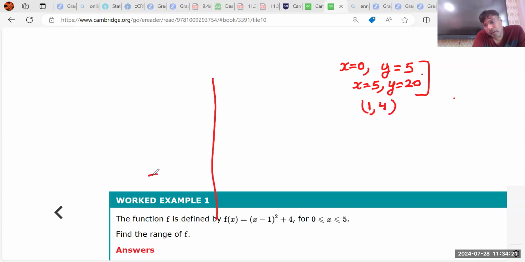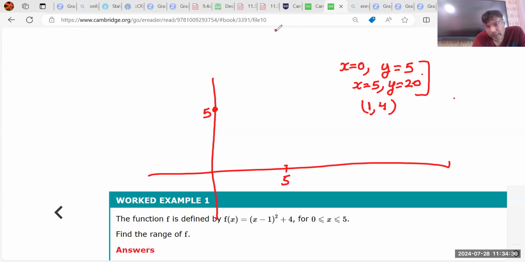तो मुझे ये 3 points plot करना है. 0 and 5, 5 and maybe 20. 5 closer बना देता हूँ मैं. 5 and 20 and 1 and 4. Zero. I put 0. I will get 5. I put 5. I got 20. I got 1 and I got 4. एक minute guys. Yeah. So I got these 3 points.